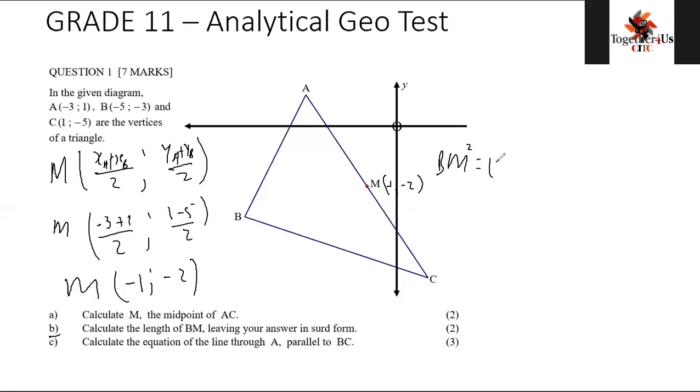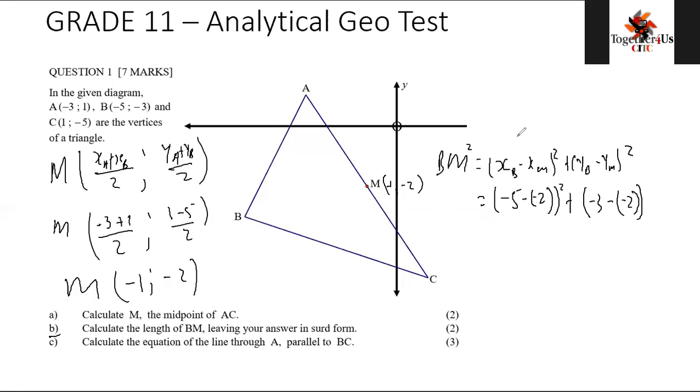I know that this has got to be x at B minus x at M all squared plus y at B minus y at M all squared, just in case you forgot. X at B is -5. X at M, we just found it, is -1. Now be careful. I'm going to say minus, and I substitute the -1 there, plus what is y at B? Y at B is -3 minus what is y at M? Y at M is -2. If you picked up on my earlier mistake, bravo, you're paying attention, good.